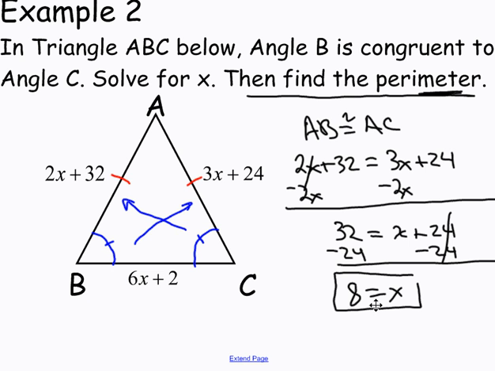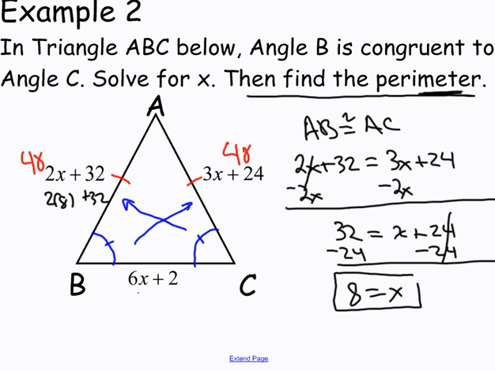So if 8 equals x, that means this side AB is going to be equal to 2 times 8 plus 32. So that's going to be 16 plus 32. And 16 plus 32 is 48. So I know this side measures 48, and this one will obviously also measure 48 because it has to be equal to the other side because it's an isosceles triangle and those are the two sides that are equal.